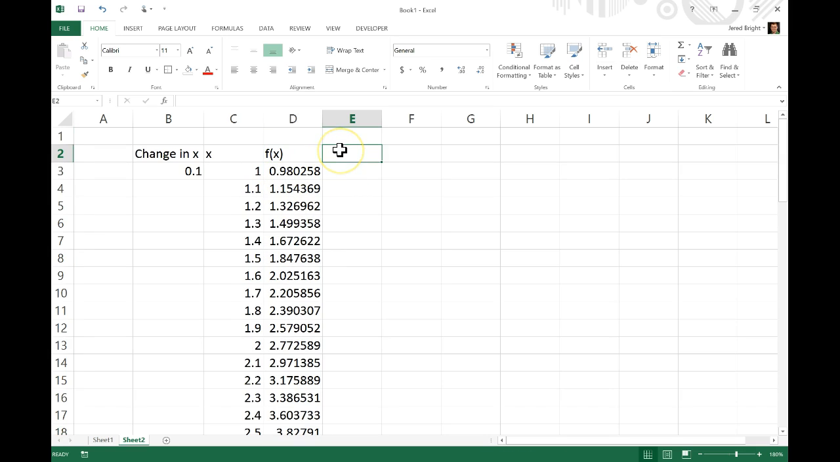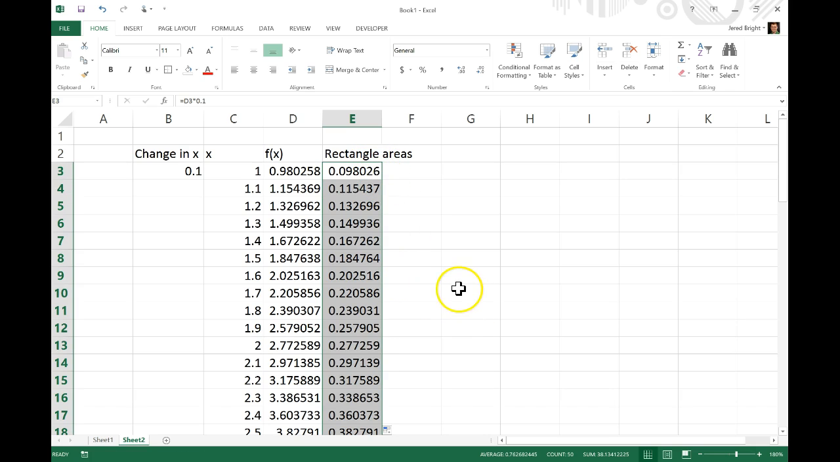Now for the rectangle areas, what I need to do is I need to take my height, okay, that's the height of my rectangle, times the width, and the width is my change in x, and I'm actually going to hard code that in 0.1, just so that I don't have to worry about cell referencing here. So again, this is height, D3, times width, okay, and have Excel compute all those.